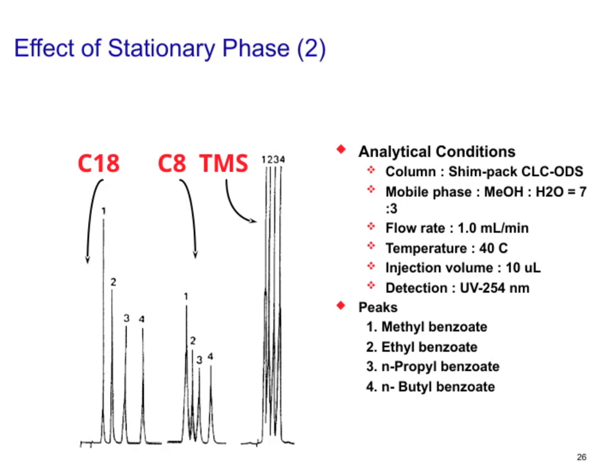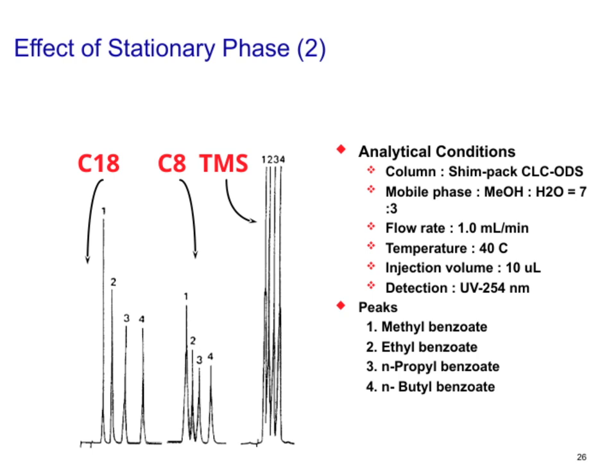Now, let's take a closer look at the analytical conditions used for this set of experiments. We're using a Shim-pack CLC-ODS column, which is a common choice for separating organic compounds thanks to its good selectivity and stability. The mobile phase is a mixture of methanol and water in a 7-3 ratio. This particular solvent system helps us achieve effective separation of the benzoate esters based on their polarity.